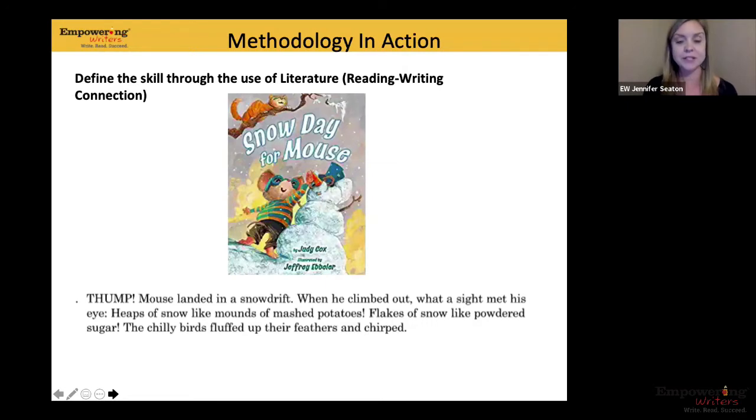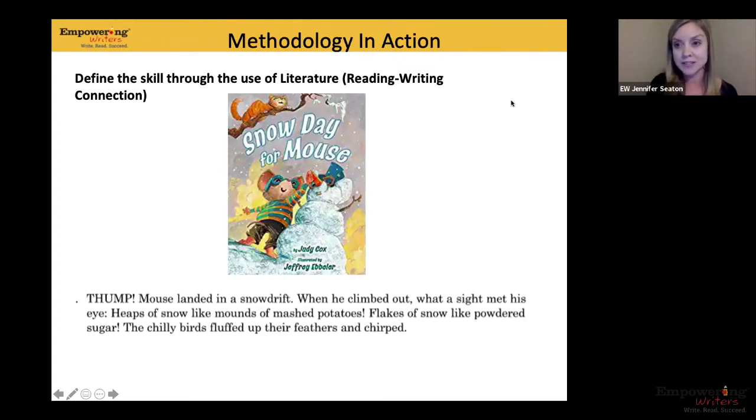So here we're going to define the skill of elaborative detail through the use of a book called Snow Day for Mouse. I know we're widespread across grade levels, possibly. We did have our focus pieces on the second grade level, but we know that this does apply to all grade levels. So hopefully you'll follow along and see the understanding as it can progress, because our students are in a lesser place at this time.